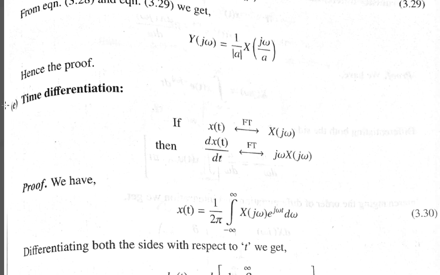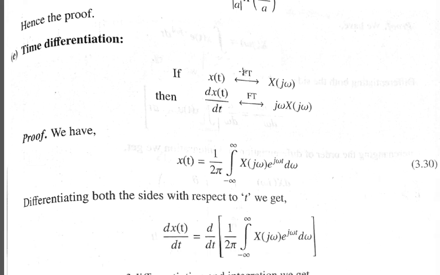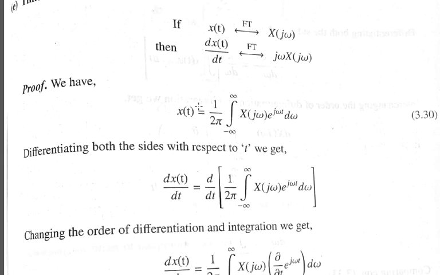Then the next one is time differentiation. Again, same as that of the Fourier series, we consider x of t and x of j omega, and in proving this, we will be considering the synthesis equation rather than the analysis equation. So let's consider the synthesis equation and differentiate it with respect to t, because we need to have d by dt of x of t.